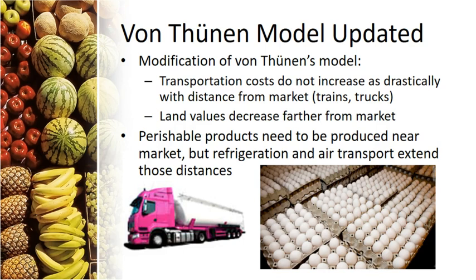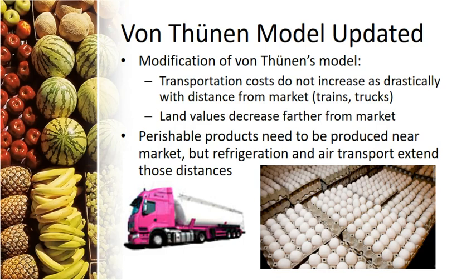If you have something that has a low market value and has a long lifespan, like grain, that's going to be grown far away from the urban center. Okay, if you have something that is perishable or that is very expensive, it's going to be grown closer. Okay, transport costs actually turn out to not increase as drastically with distance from markets, but land value does, and this is called the bid rent value.